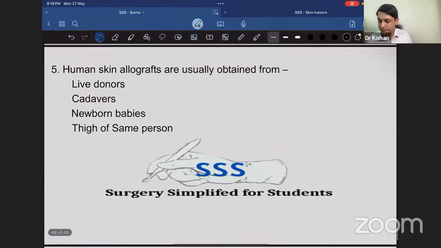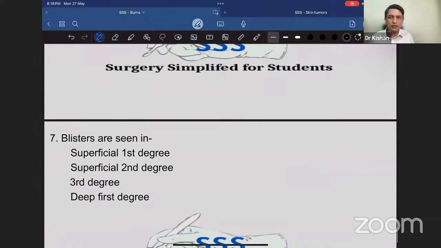Okay, next question. Okay, this is a simple one. Blisters are seen in superficial first degree, superficial second degree, superficial third degree, deep first degree. Yes, the answer is superficial second degree. That's the answer.